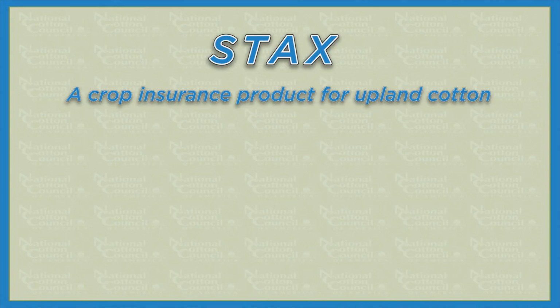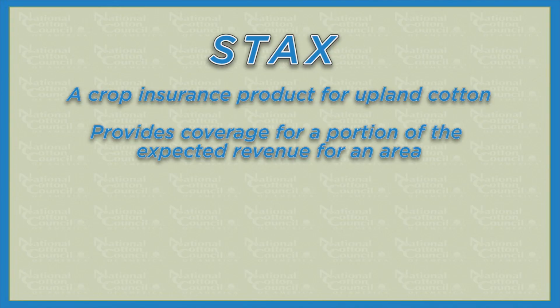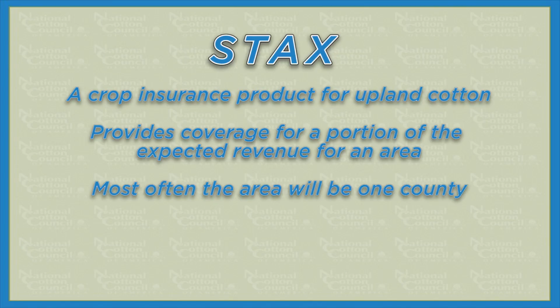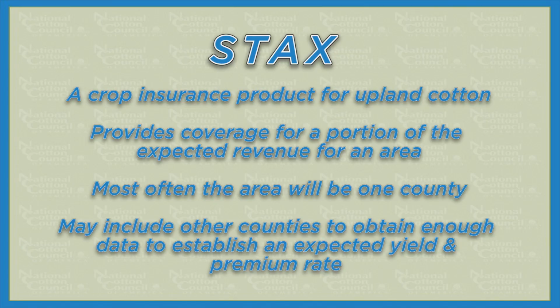STAX is a crop insurance product for upland cotton that provides coverage for a portion of the expected revenue for an area. Most often the area would be one county, but it may include other counties to obtain enough data to establish an expected yield and premium rate. STAX payments are determined only by area revenue and are not affected by whether a grower receives a payment on their individual policy. It is possible for a grower to experience an individual loss on an individual policy, but not trigger an area-based STAX payment.